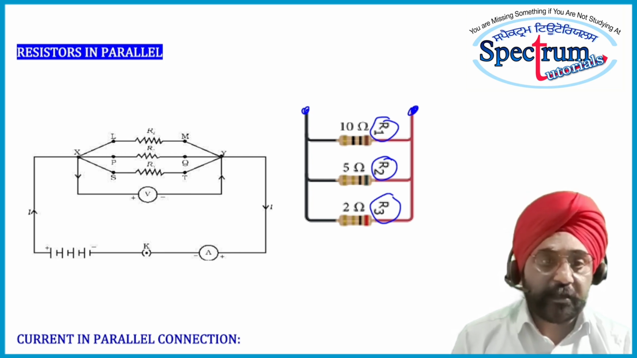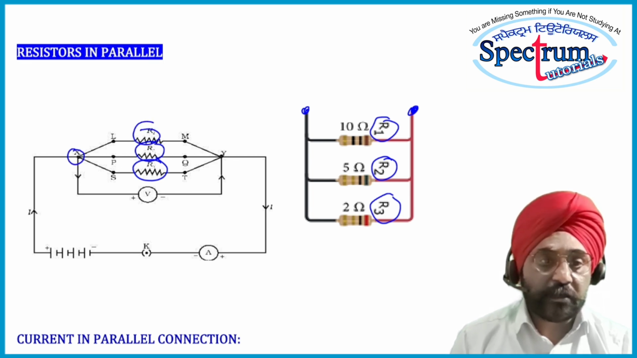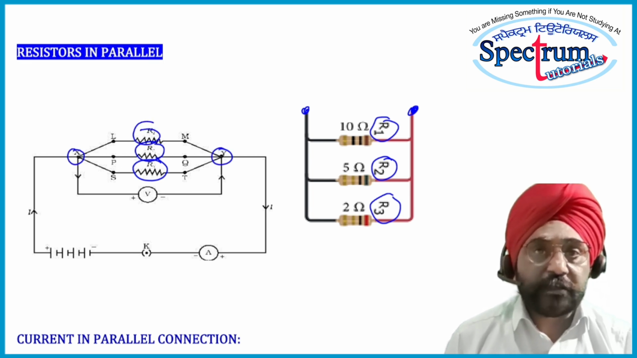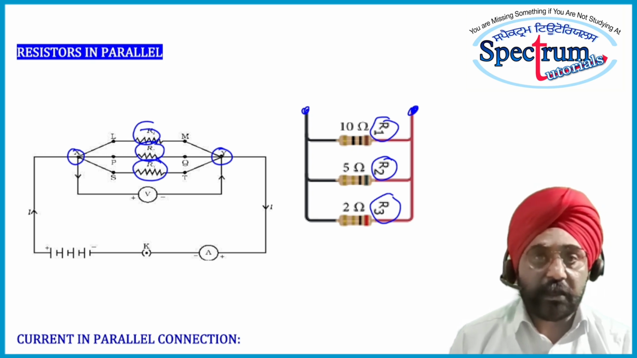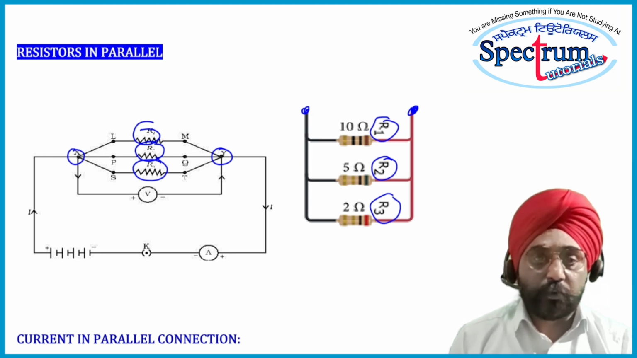In the circuit diagram, we can clearly see R1, R2, R3. These three resistances are connected across the same points X and Y, across the same terminals X and Y. So this type of connection is known as parallel connection. So here we can see all the three resistors, they are connected across the same points.